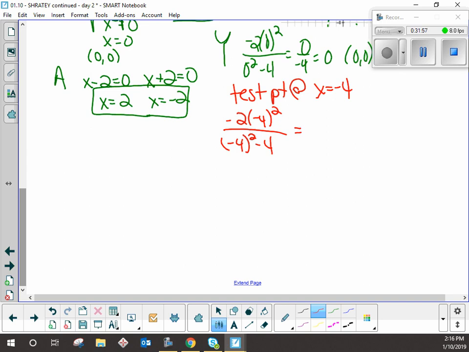Following your order of operations, exponents first gives me -2 times 16 on top, and 16 minus 4 on the bottom. That's -32 over 12, which is approximately -2.6. And that was when I let x equal -4. So at -4, y is approximately -2.6. I have generated a point to help me get started graphing.